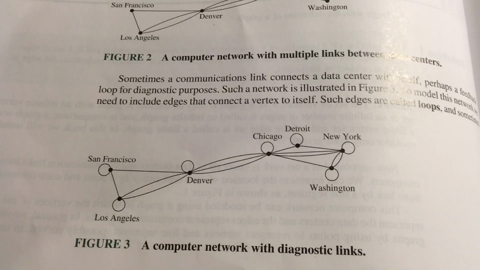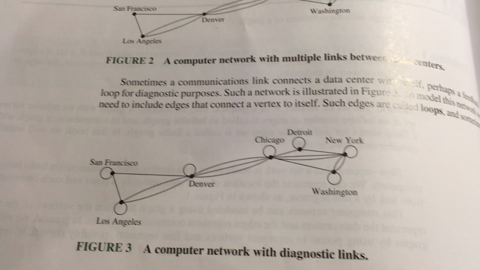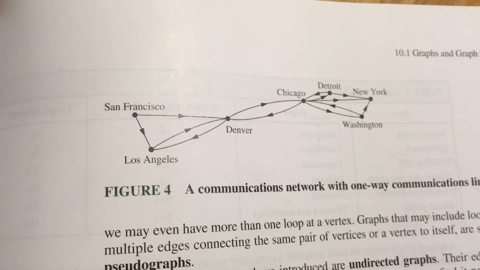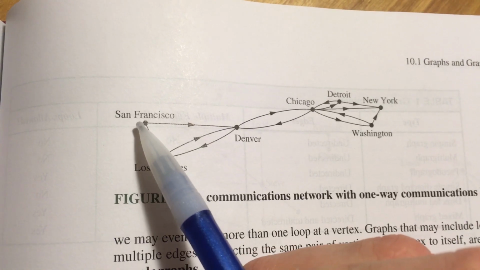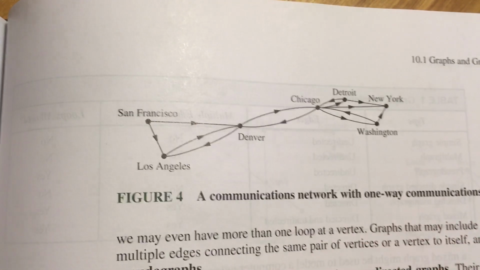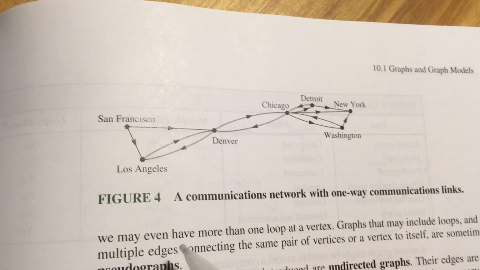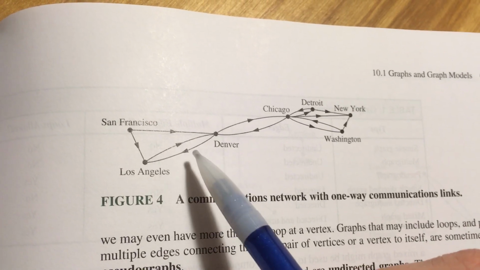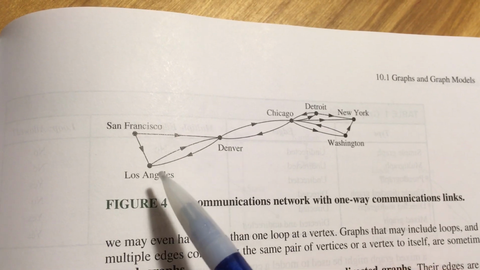Furthermore, maybe in your graph model you might want to indicate that the data is being transmitted only in one direction and not the other direction. If that's the case, you can use a directed graph to represent that. Right here, we're seeing that data is being transmitted from San Francisco to Denver, but not the other way. Okay, so this would be a one-way communications network. Now, it could be that some of these are two ways and some of them are one way. You see, when they're two ways, you have directed edges going to and from, back and forth.